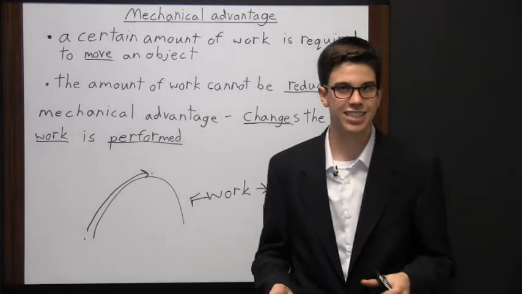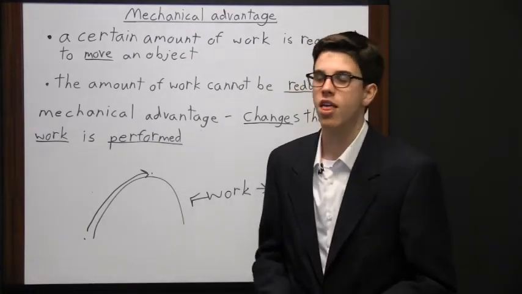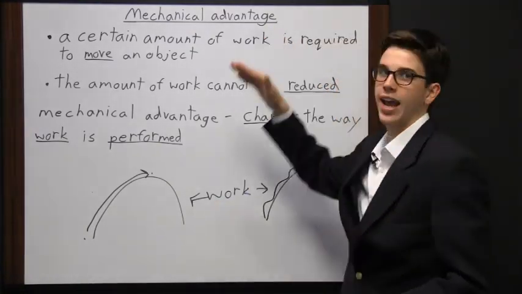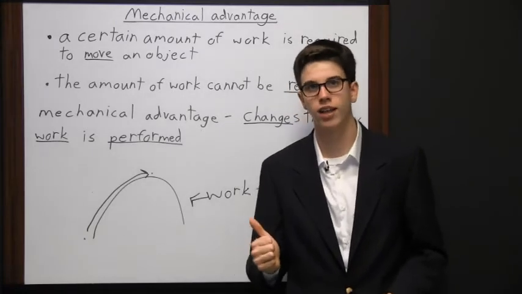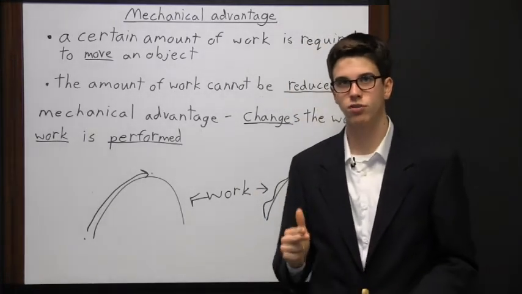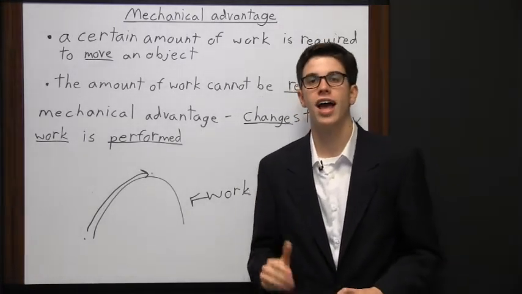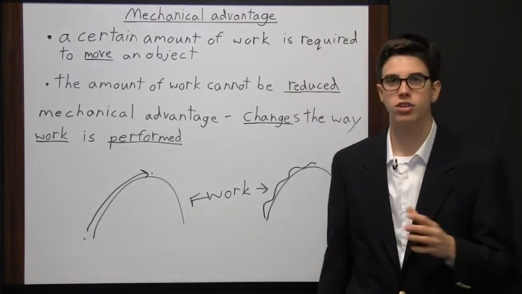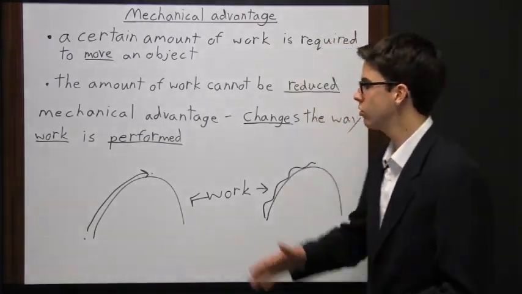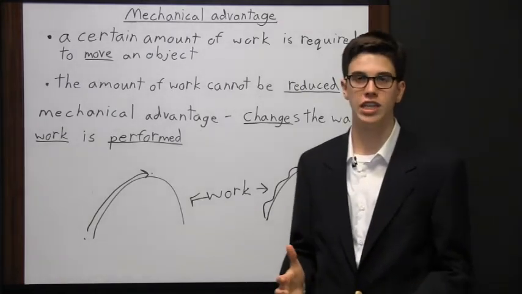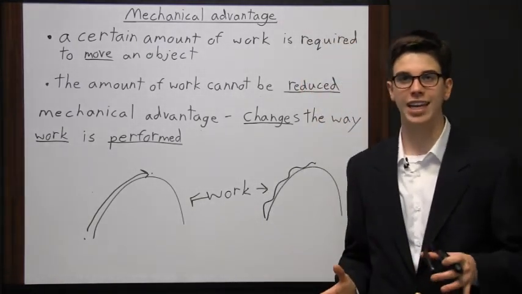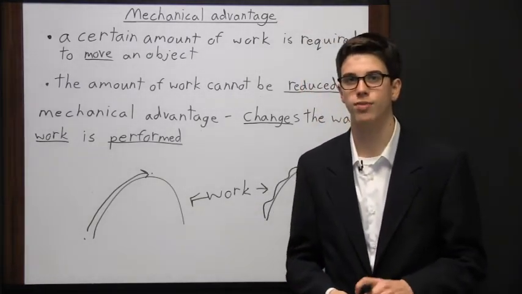And so there's basically 6 different types of simple machines that use the concept of mechanical advantage. And those are the inclined plane, the lever, the wheel and axle, the pulley, the wedge, and the screw. And so those 6 simple machines use mechanical advantage, and those simple machines can be combined together to gain even more mechanical advantage.